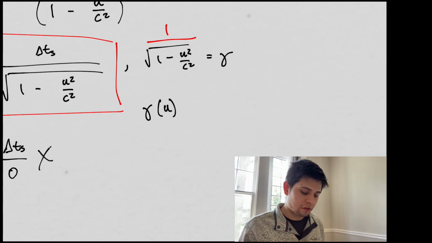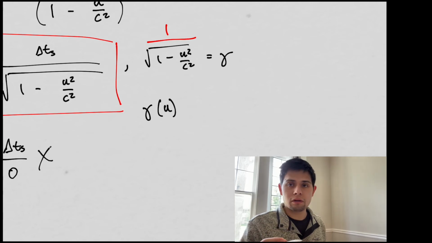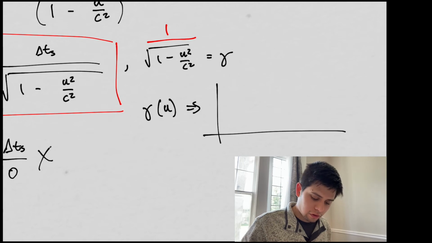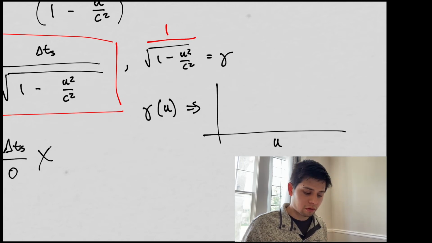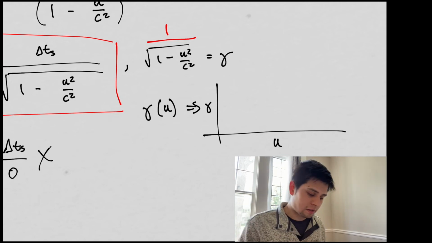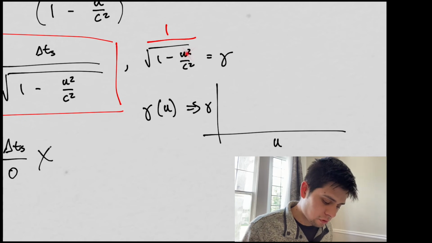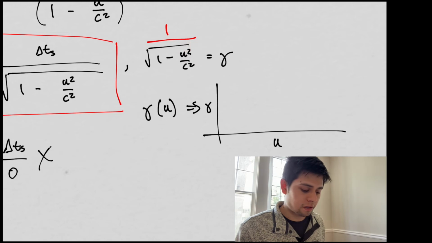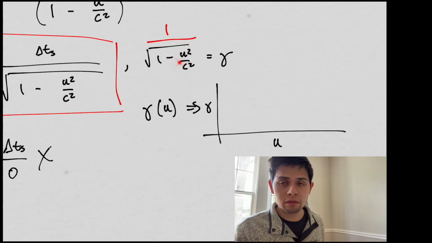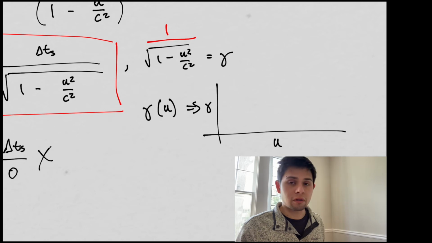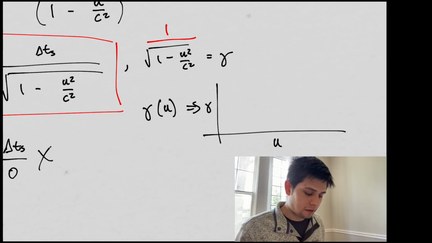So if u is really small, what is our gamma going to be? Let's look at this point here. If u is small, then this is going to be small, right? We're going to have 1 minus a small number, which is close to 1, and then the square root of that is going to be small, right?